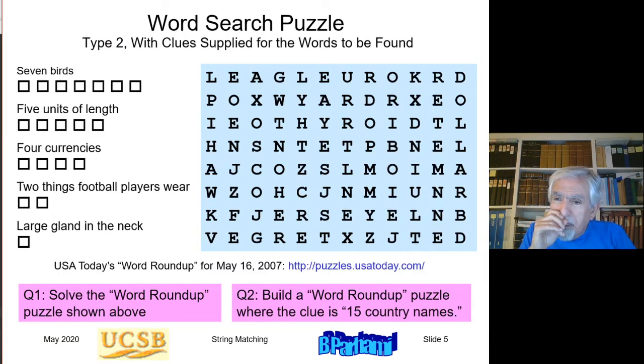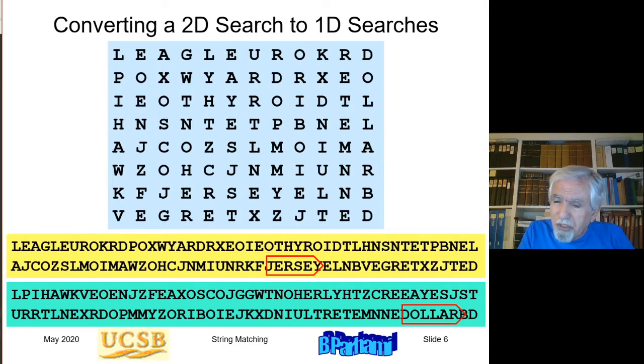Now, word search puzzles are two-dimensional. Okay, you have a grid, and then the words can go in various directions. Now, string searching in computer science and engineering is one-dimensional, but you can easily convert a two-dimensional word search puzzle to a one-dimensional puzzle. So for example, I basically unroll the puzzle to make it one-dimensional.